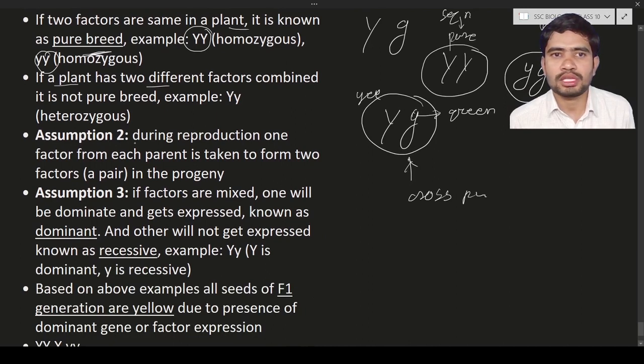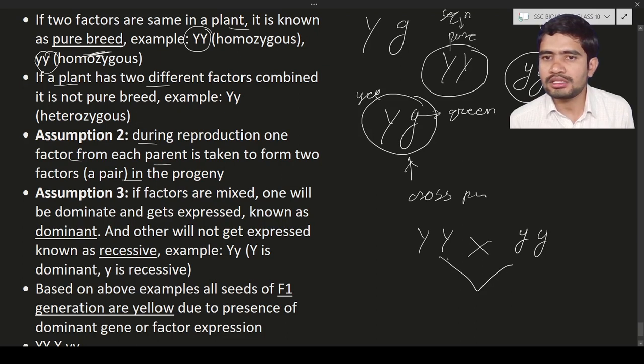In assumption 2, Mendel is thinking that during reproduction, one factor from each parent is taken to form two factors, or a pair, in the progeny. Let us consider this is one parent, and this is another parent. This is a cross pollination. One gene comes over here and forms capital Y, another gene comes from here and forms small y. This is during the cross pollination, or due to sexual reproduction.